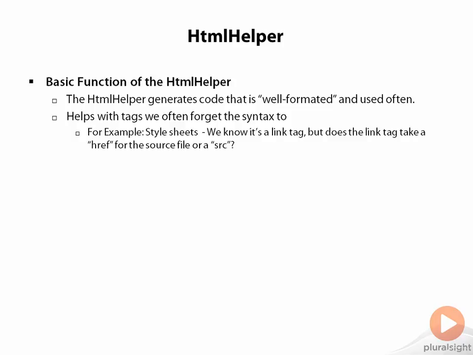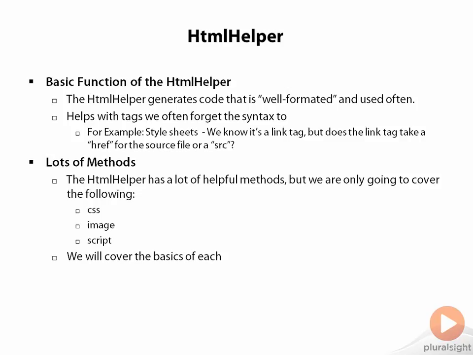The basic function of the HTML helper is to generate code that is well formatted and used often. The HTML helper helps us with those tags that we often forget the syntax to. For example, when we include a style sheet, we know it's a link tag, but does that link tag take an attribute of the href for the source file or the src for the source file? And for those of you wondering, it is the href.